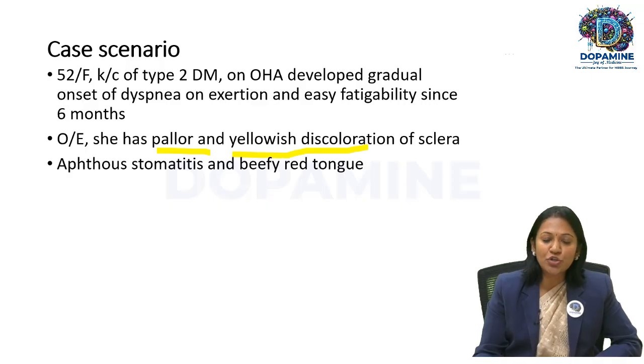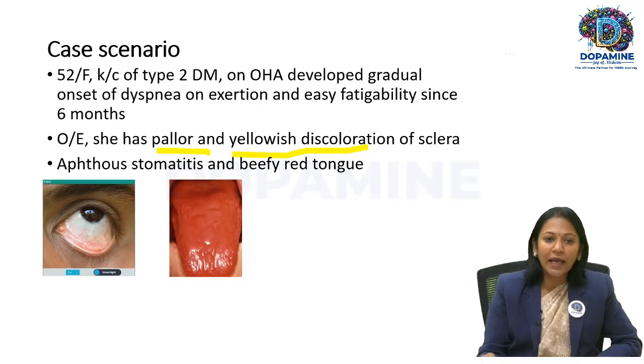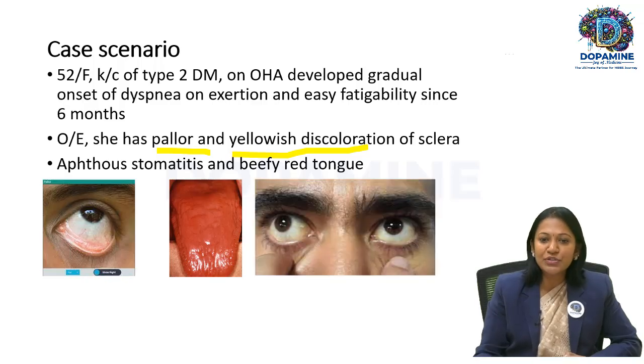When you look at the mouth, stomatitis is there. When you ask her to put out the tongue, a beefy red tongue is there. So this is the pallor, and this is the classic smooth, shining, beefy red tongue, which is a classic feature of megaloblastic anemia. And this is jaundice, yellowish discoloration of the sclera.